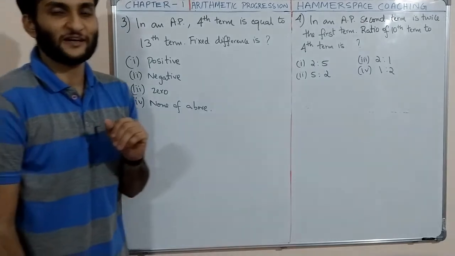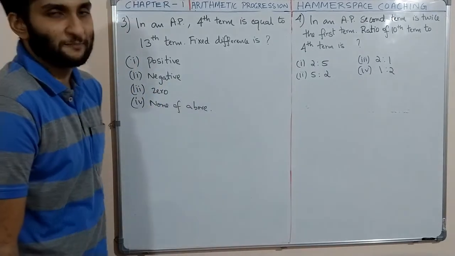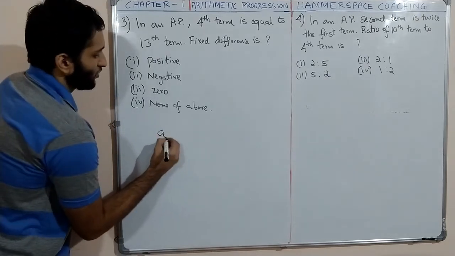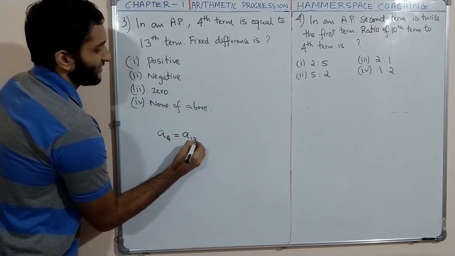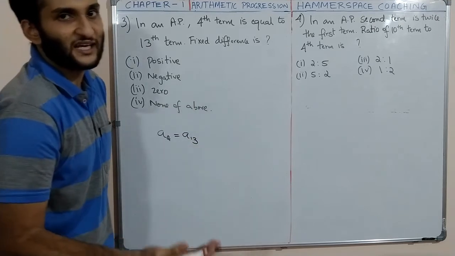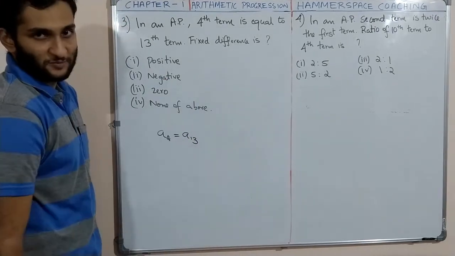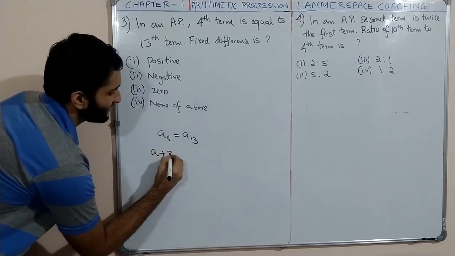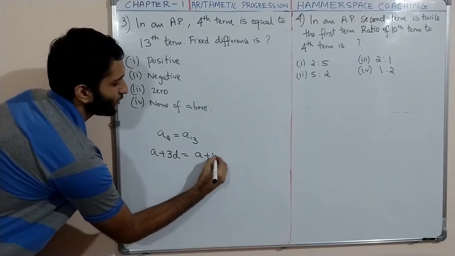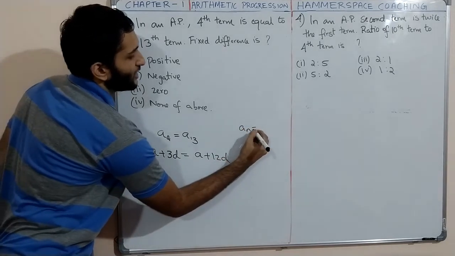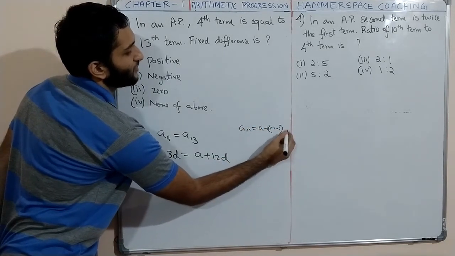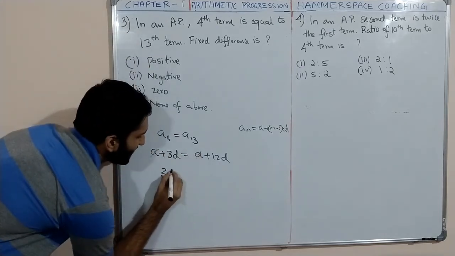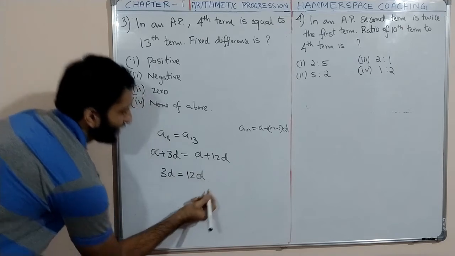Let us solve the third one from the model question paper. In an AP, the fourth term is equal to the 13th term. So A4 equals A13. The fixed difference is D. What is D? They have given 4 options. So A4 equals A13 means quickly A plus 3D equals A plus 12D. Why? An equals A plus (n minus 1) into D. So A gets cancelled. 3D equals 12D.